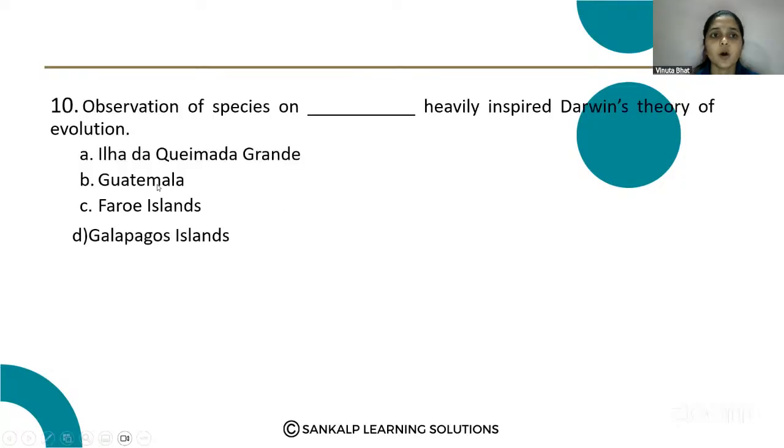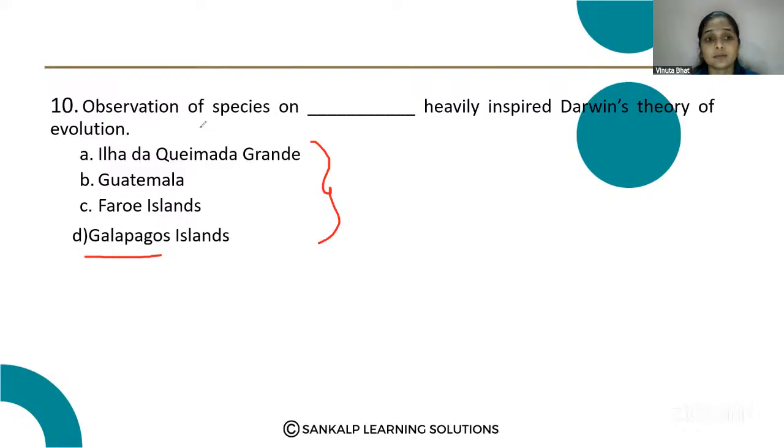Then, observation of species on dash heavily inspired Darwin's theory of evolution. So here: Ilhada Queimada Grande, Guatemala, Faroe Islands, Galapagos Islands. So these are different island names. Here you have to find out. So Darwin was inspired to the theory of natural selection or theory of evolution.